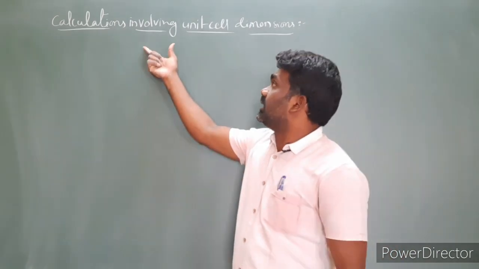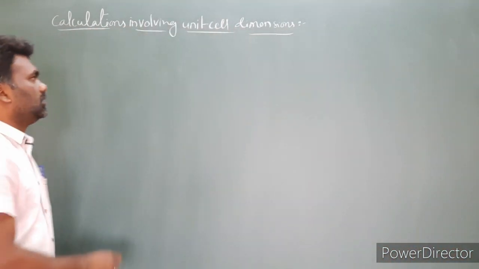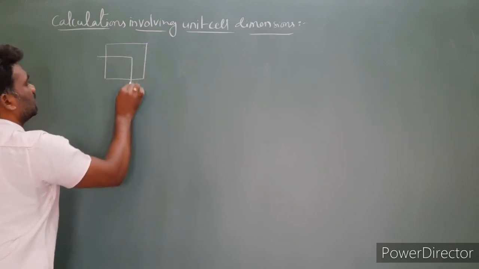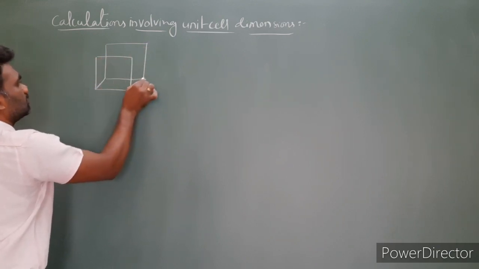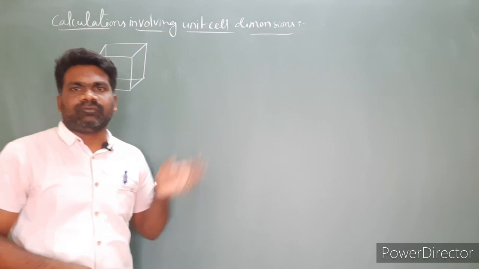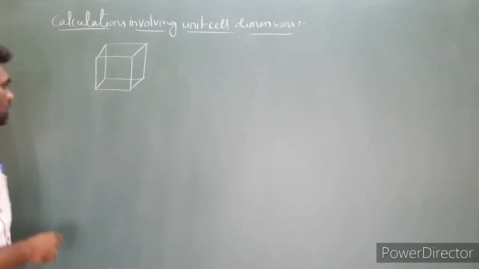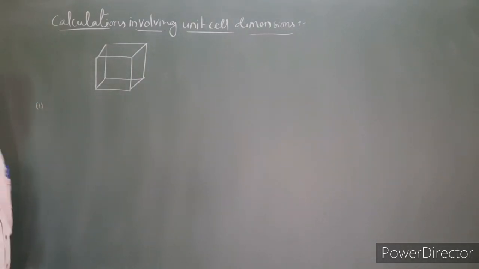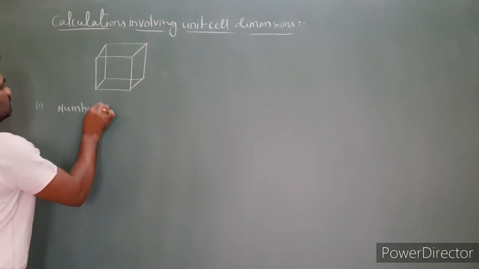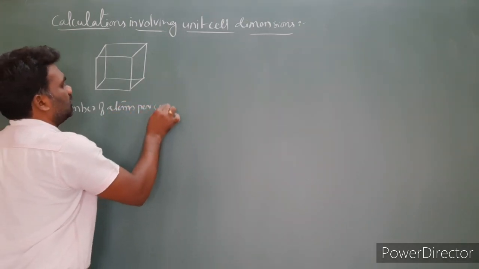Next topic, calculations involving unit cell dimensions. First let's draw the structure of a unit cell. I'm taking any unit cell. This is the structure of the unit cell. You can take a simple cubic unit cell, or a body-centered or face-centered unit cell. So we have to do calculations involving unit cell dimensions. In that, the first one is the number of atoms present in the unit cell, the number of atoms per unit cell.